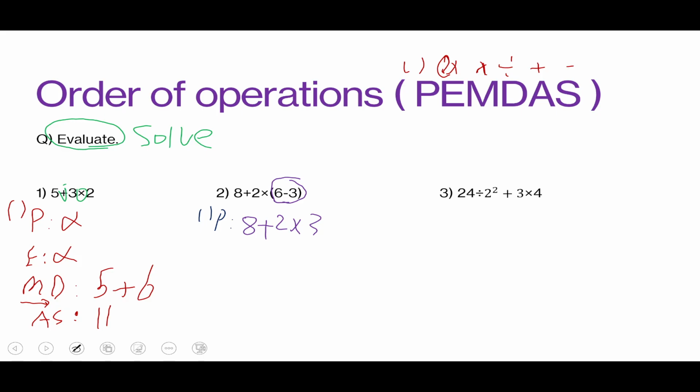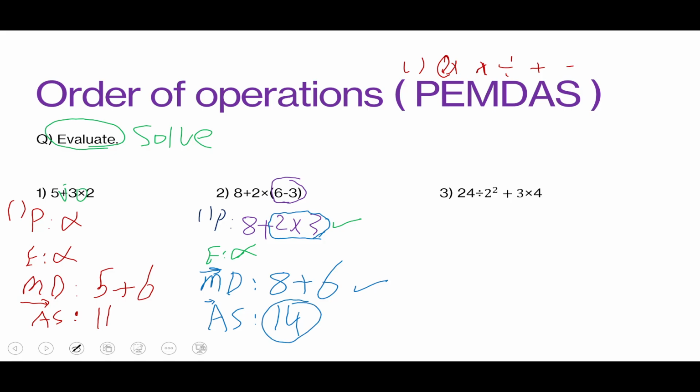Second step, E, exponent, powers. Do we have a power in this step? No, we don't have it. So skip this one. Go to another step. Multiplication, division in order from left to right. Do we have multiplication? Yes. So 2 times 3 is going to be 6. The last step is addition and subtraction in order from left to right. We are in this step. 8 plus 6 is going to be 14. So the answer is going to be 14.